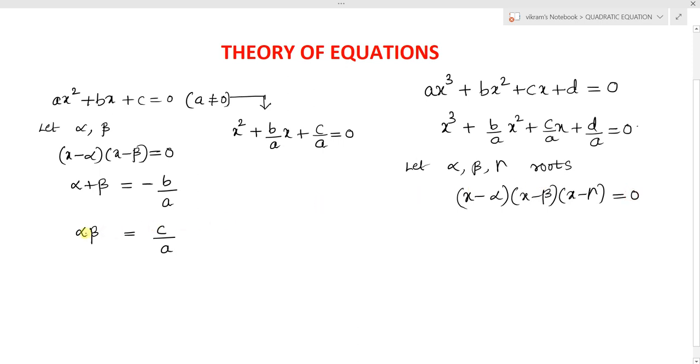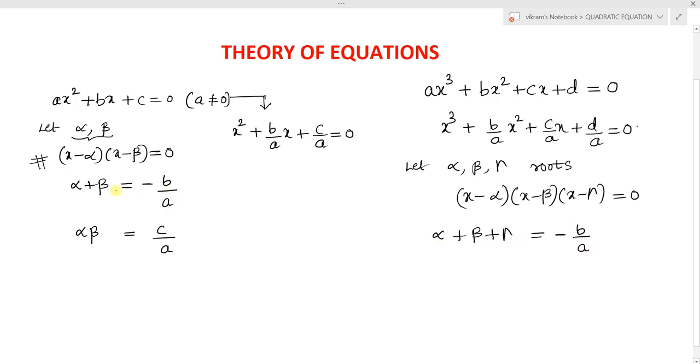Whereas for the quadratic equation, if alpha and beta are the roots, we write x minus alpha into x minus beta equals 0. But here we obtain x minus alpha into x minus beta into x minus gamma equals 0. Now we can write the sum of the roots. Similarly, alpha plus beta plus gamma can be written as minus b by a.